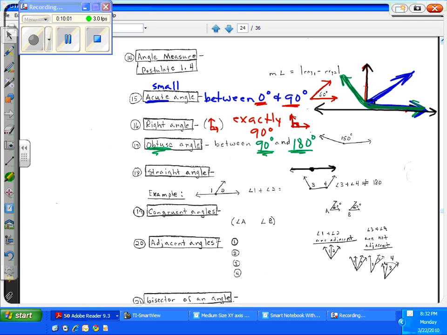And then when we go straight across, we do have an angle because we have a point and we have rays going in opposite directions. Remember, those are called opposite rays, two rays with a common endpoint that go in opposite directions, and those form a straight angle, and a straight angle is exactly 180 degrees.